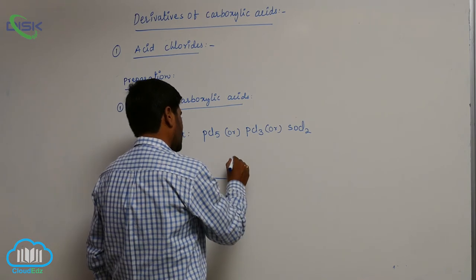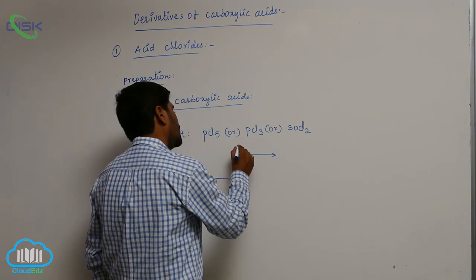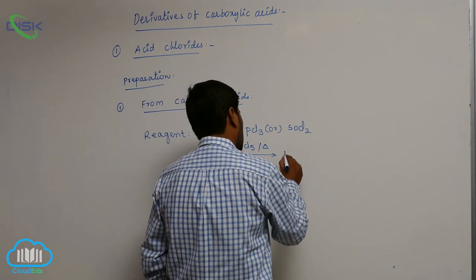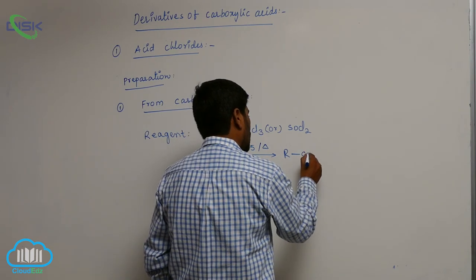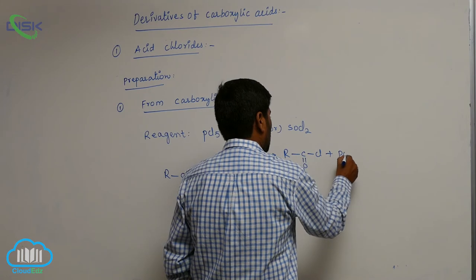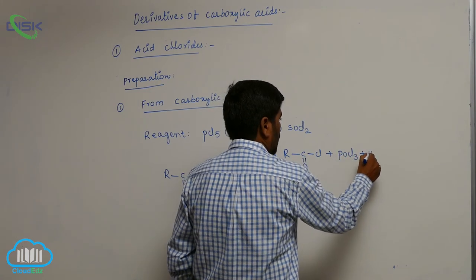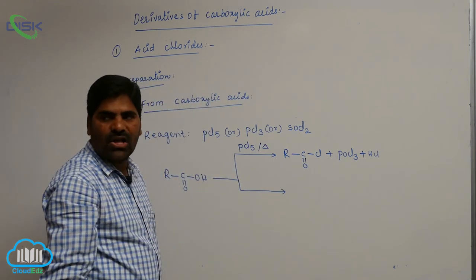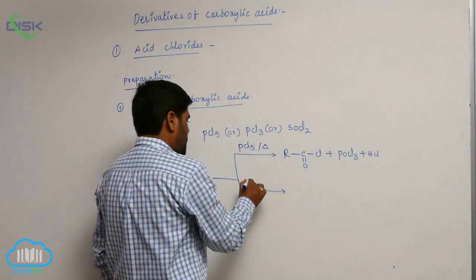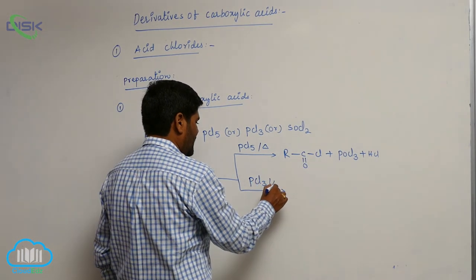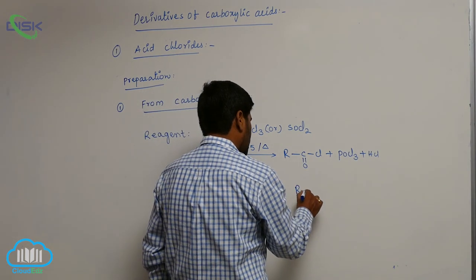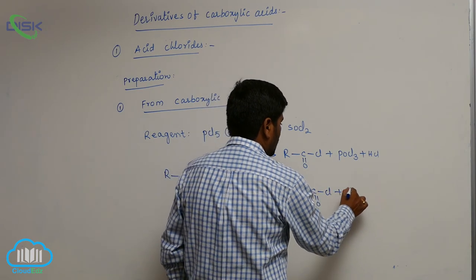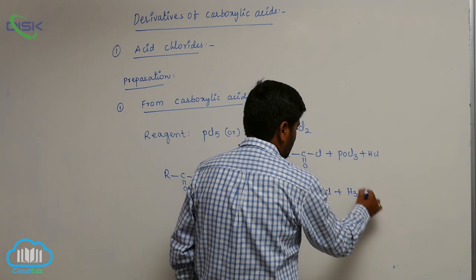Now, a carboxylic acid reacts with phosphorus pentachloride followed by heating, and it converts into an acid chloride, POCl3 (phosphoryl chloride) and hydrochloric acid. Second, when 3 moles of carboxylic acid react with phosphorus trichloride, it forms acid chloride and phosphorous acid, H3PO3.